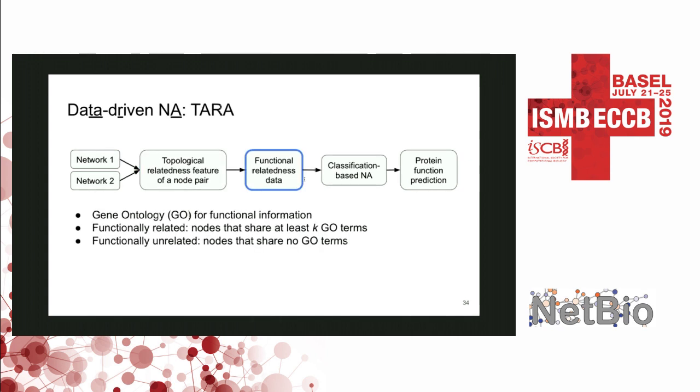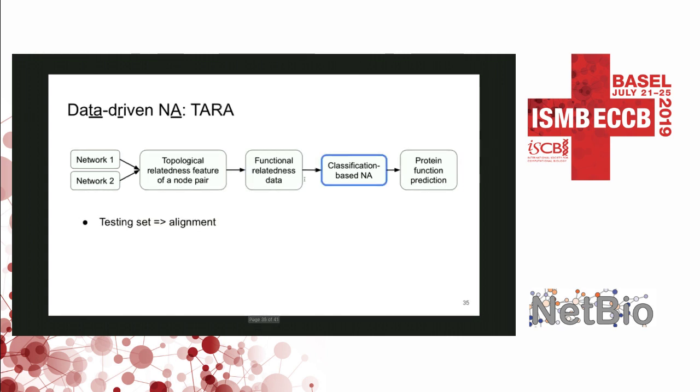And then, of course, given two proteins, we need to determine if they're functionally related or not. And we use the gene ontology information to do this, where basically, if two proteins share at least k GO terms, we consider them functionally related. Otherwise, they're not. And then, with our features and our labels, we plug this into a classification-based network alignment framework, where essentially, as with classification, we split our data into training and testing sets. So to perform the alignment, we look at a testing set, and anything predicted to be functionally related, we just take as part of the alignment. And this is to avoid any circular argument.